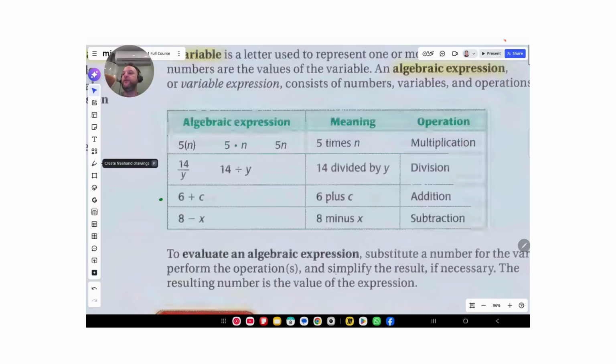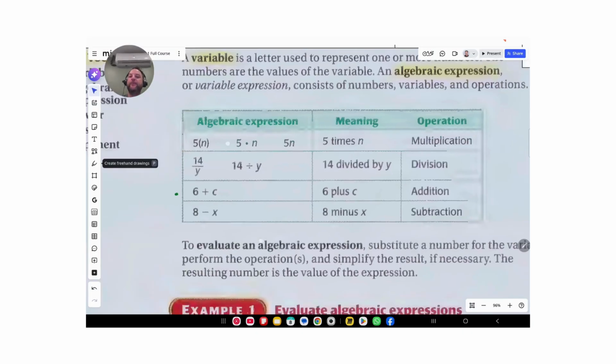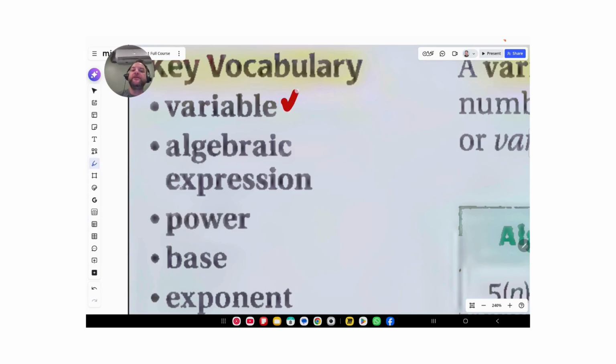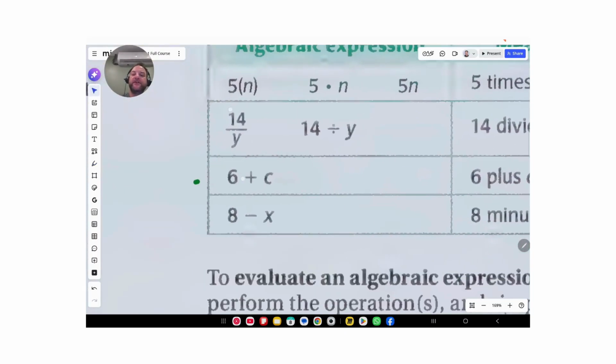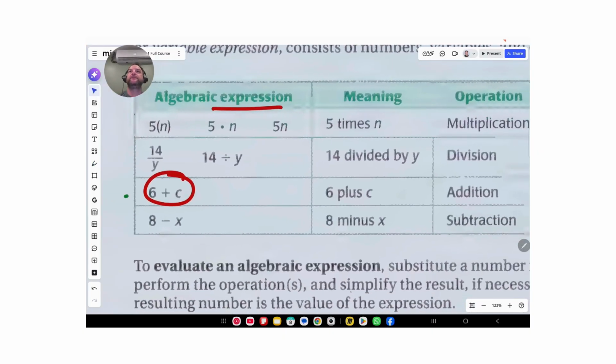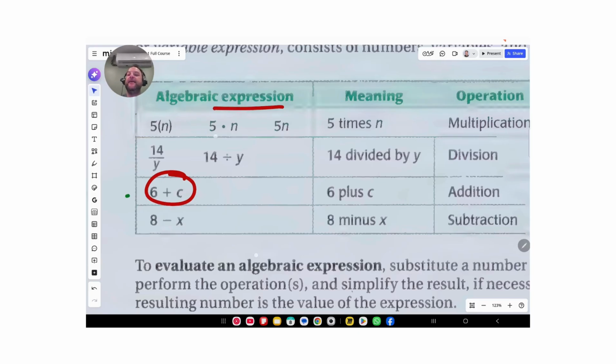So we'll be working with a few terms, like a variable, for example. This is when we start adding letters to math, alphabet letters. But this is a letter that stands for a number. Now, algebraic expressions are numbers, variables, and operations. For example, 6 plus c is an expression. Why? Because it doesn't have an equal sign. When it has an equal sign, then it becomes an equation.